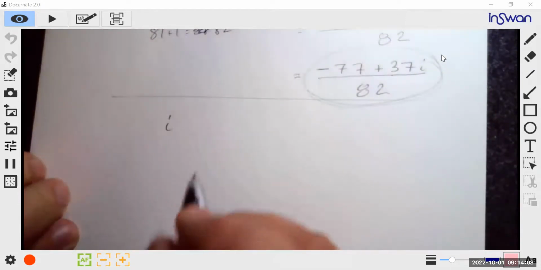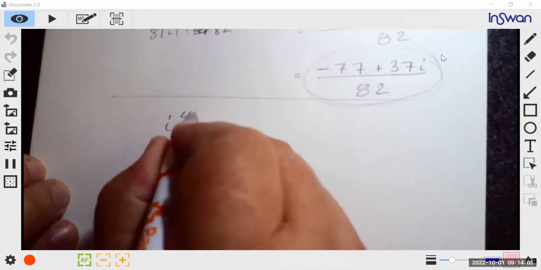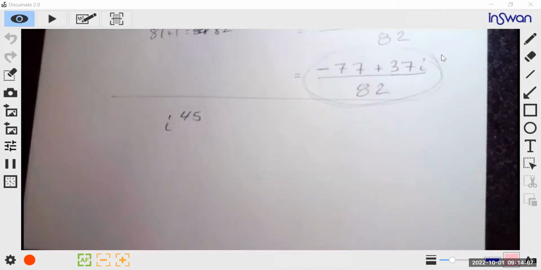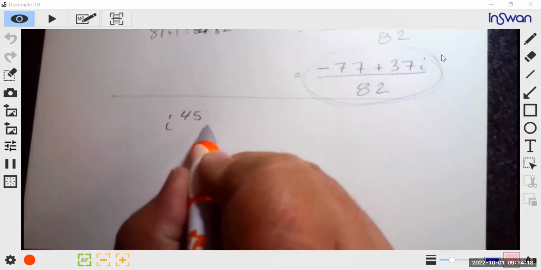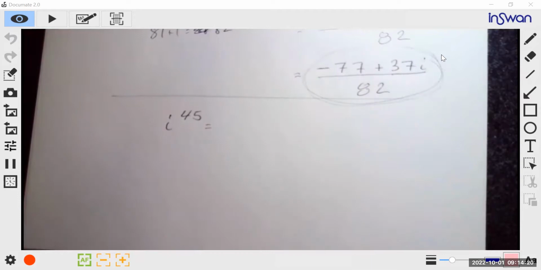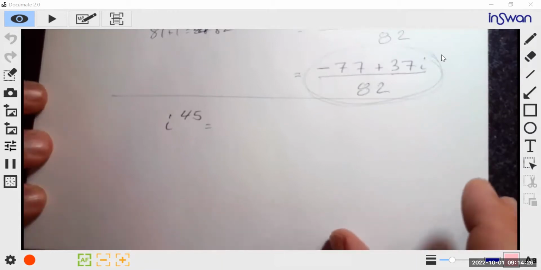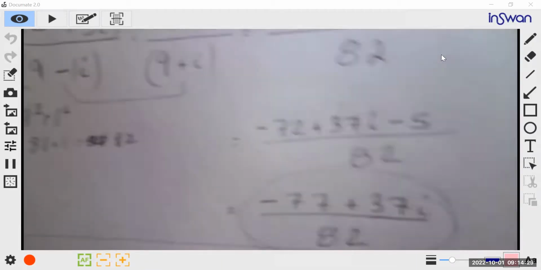Okay, the next part. Remember I said earlier that you cannot have an exponent on i. But what if it's a big exponent? There's a whole process. We have to figure out a pattern first. Let's look at a pattern first.